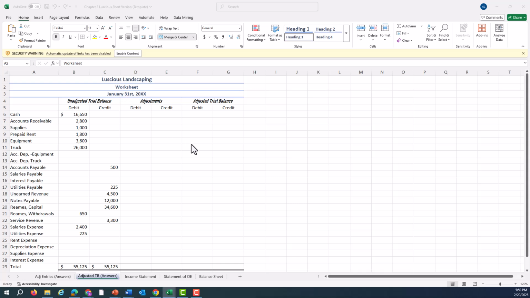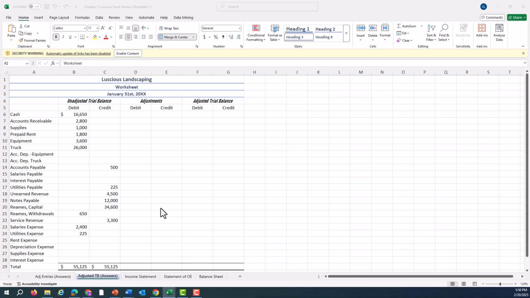The first step that every company has to do when they're making financial statements is to make sure that you have debit credit equality after you've recorded all your period entries, your stuff that happened and needs to be recorded in your journal during the period. And for Luscious, it's true. They have $55,125 of debits and $55,125 of credits.